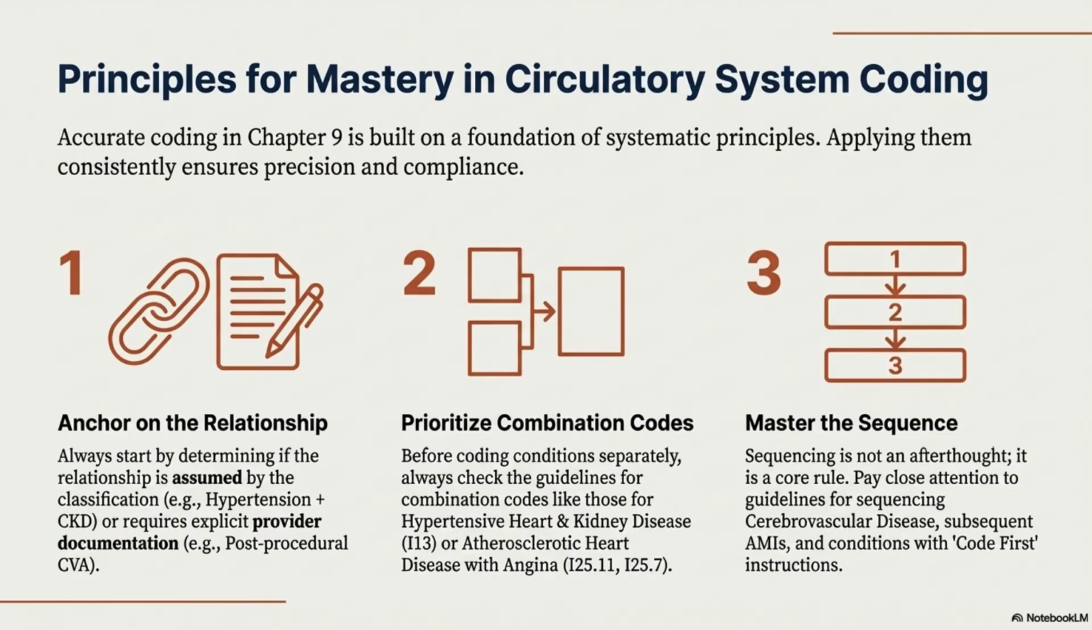To code Chapter 9 conditions with precision, keep these 3 core principles in mind. Anchor on the relationship. Always determine whether the connection between conditions is assumed by ICD-10-CM or must be explicitly documented by the provider. Prioritize combination codes. Before assigning separate codes, check whether a combination code, such as those for hypertensive heart and kidney disease, captures the full clinical picture. Master the sequencing rules. Correct sequencing is essential, especially for cerebrovascular disease, subsequent MIs, and any condition with code first or code also instructions.